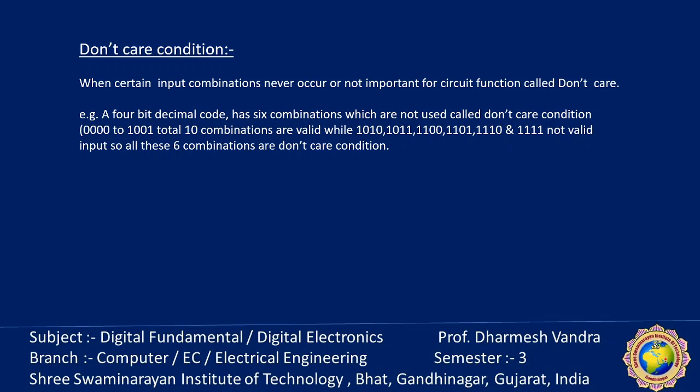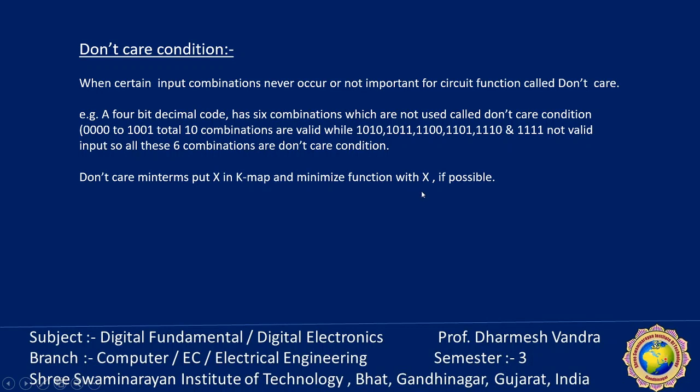Well, as we know, there are 6 combinations that are not a decimal code: 1010, 1011, 1100, 1101, 1110, and 1111. These 6 combinations are not valid. Or if any such combination occurs, the output never changes, staying stable according to the previous condition, so my circuit will not be affected. So I can say that these combinations are called don't care. The designer does not worry about these combinations.